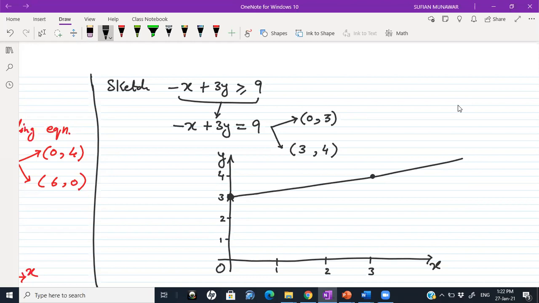Now, the area of the inequality will either be above or below the line. It depends, so now you have to take the test point. Always keep in mind that 0 0, the origin, is the best test point because it doesn't require any inequality. You can see here 0 0 is below the line. Let me write here, 0 0 is the best test point.